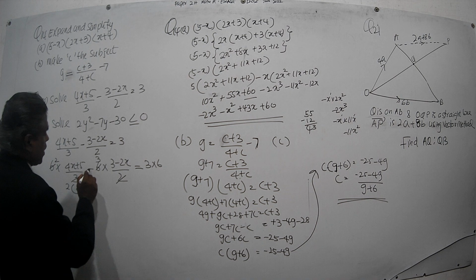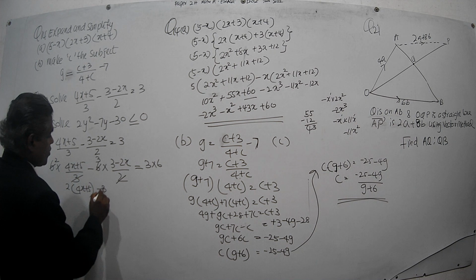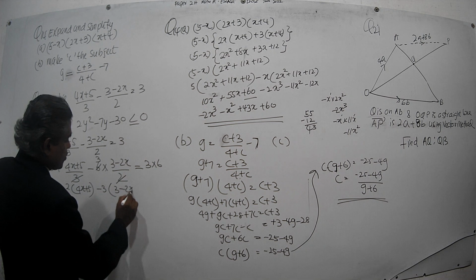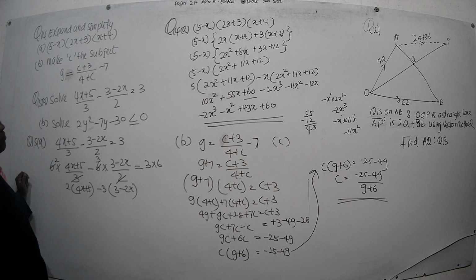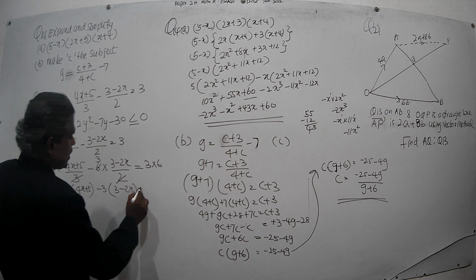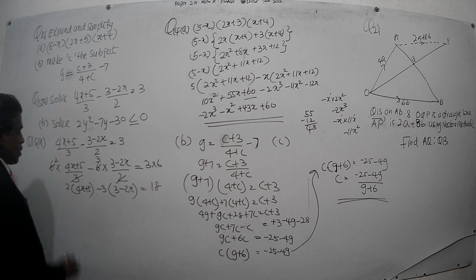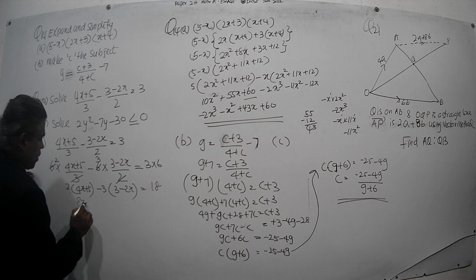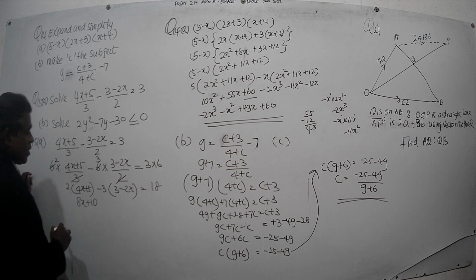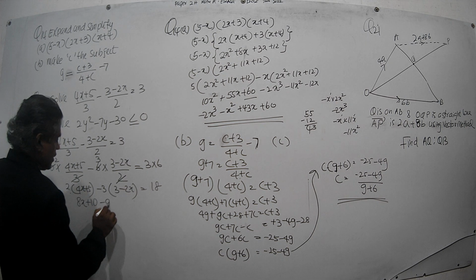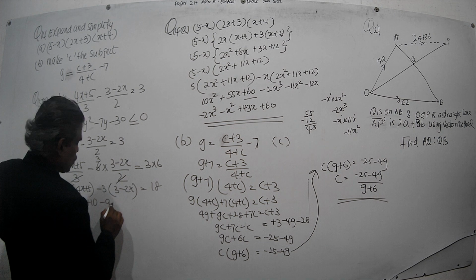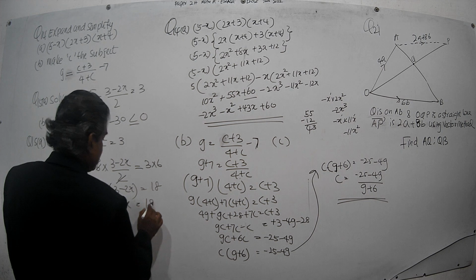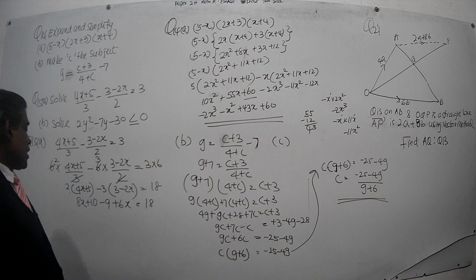Then here this minus sign and 3 are minus 3, multiplied by (3 minus 2x) because of this multiplication. Equals 3 times 6, 18. Now remove brackets. 2 times 4x, how much? 8x. 2 times plus 5 is plus 10. Minus 3 times 3 is minus 9. Minus 3 times minus 2x is plus 6x. Equals 18. We multiplied and removed brackets.